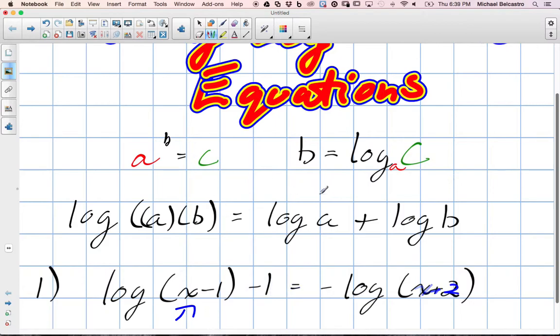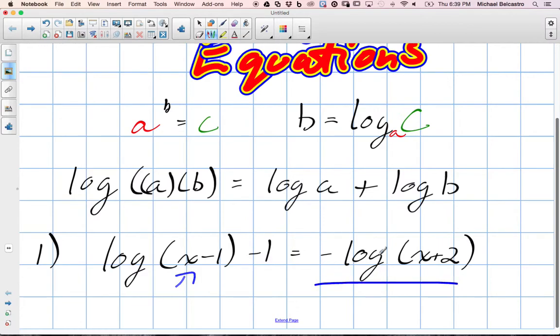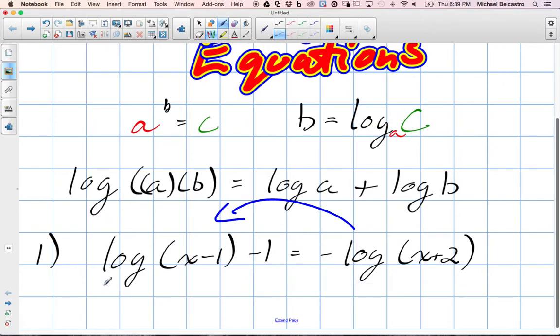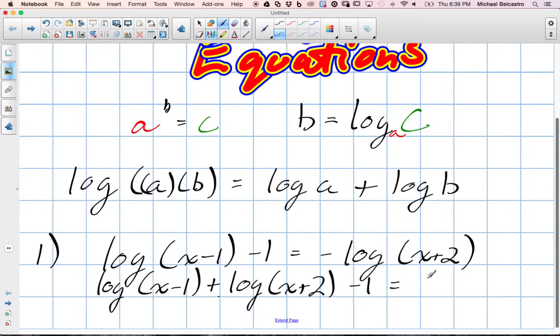In order to do this, we have to keep a couple of rules in mind. So the first thing I'm going to do is move our negative log of x + 2 to the left side of the equation. Okay, and what that'll leave me with, actually I'll show you first. We'll have log(x - 1) plus log(x + 2) subtract 1 is equal to the value of 0.